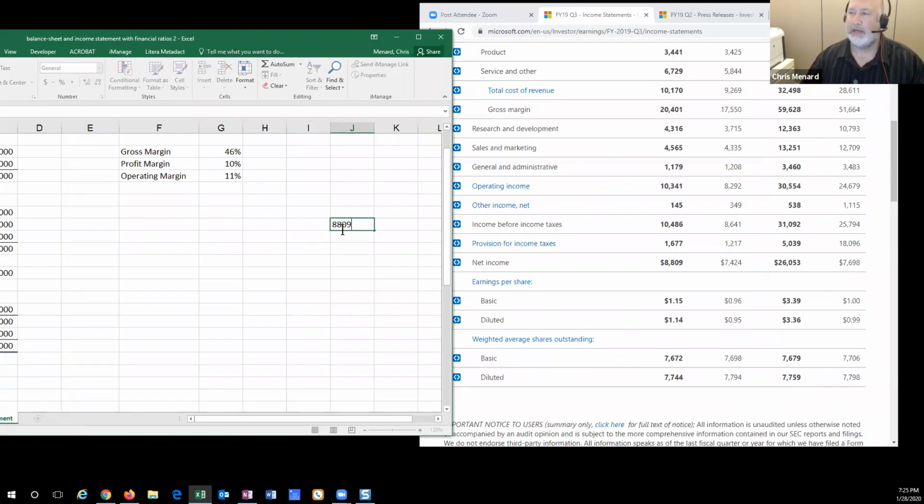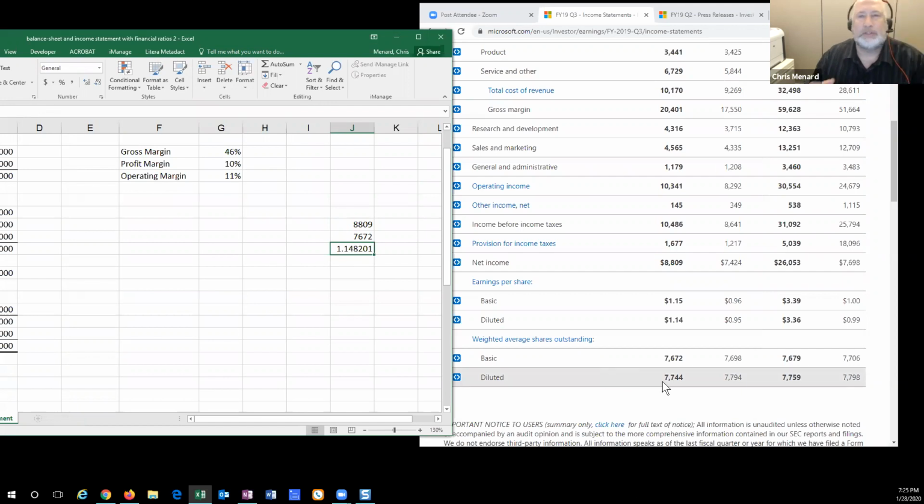So you take your net income, 8809, you divide by the amount of outstanding common stock. So it's that number divided by that. I should get 1.15. There you go, 1.148. And the diluted is the same thing.